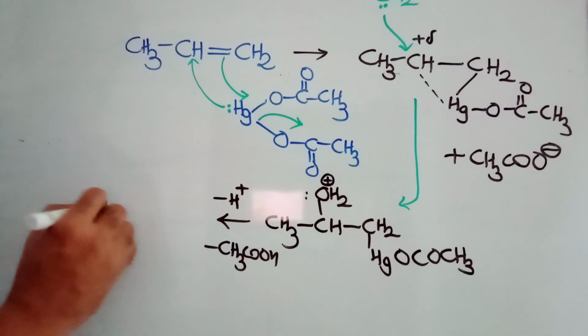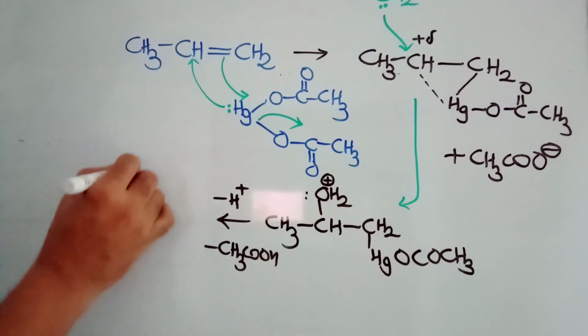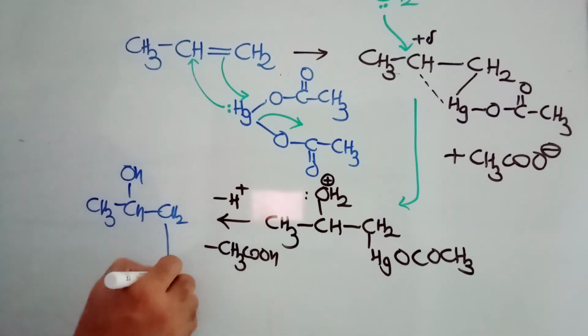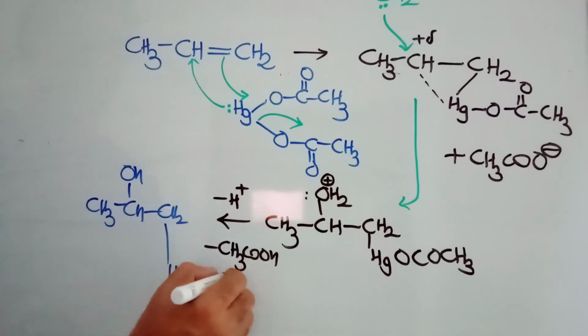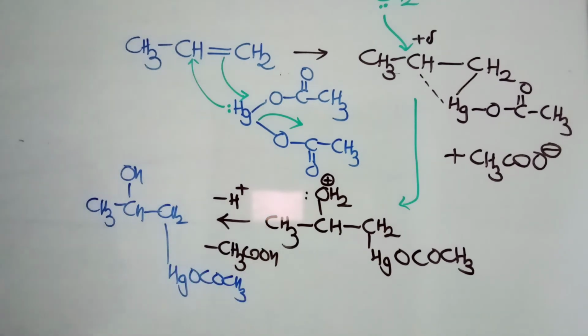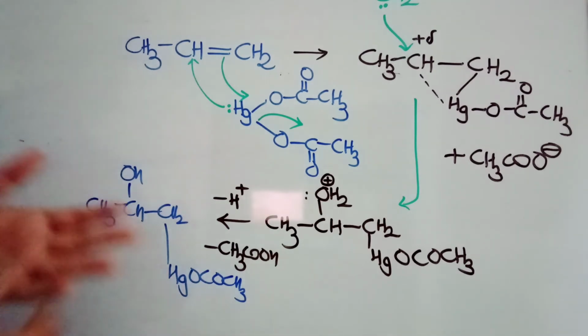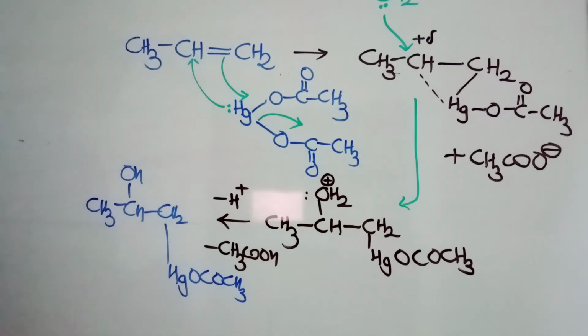What you are getting finally is CH3-CHOH-CH2-HgOCOCH3. Just now I was telling you the name, 2-hydroxypropyl mercuric acetate. I was just explaining how 2-hydroxypropyl mercuric acetate is formed. Once it is formed, then you can use sodium borohydride. So a two-step mechanism you can say. In the first step we are adding mercuric acetate. The mercuric acetate addition mechanism will be like this.